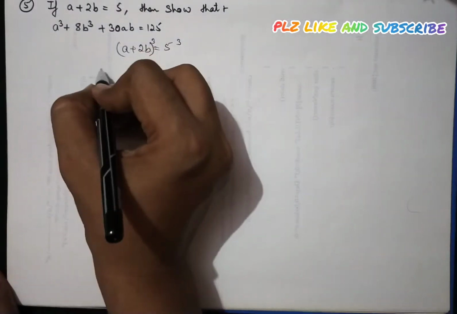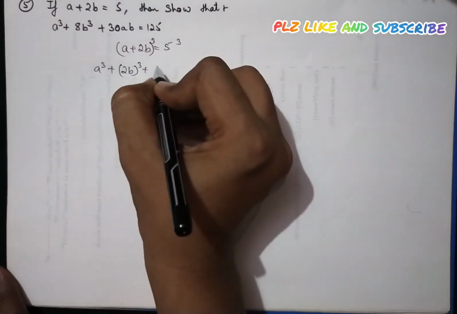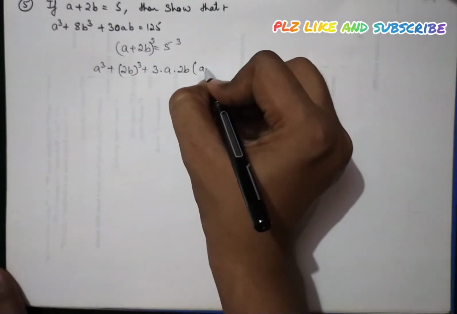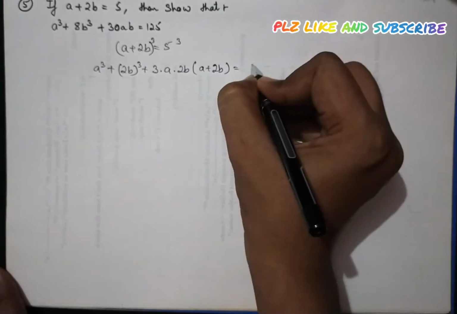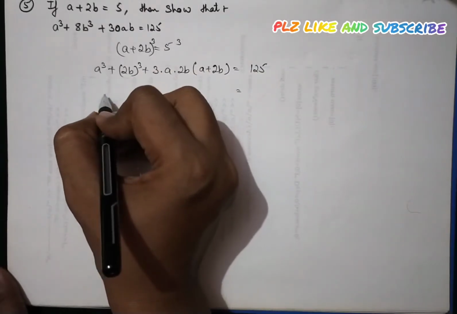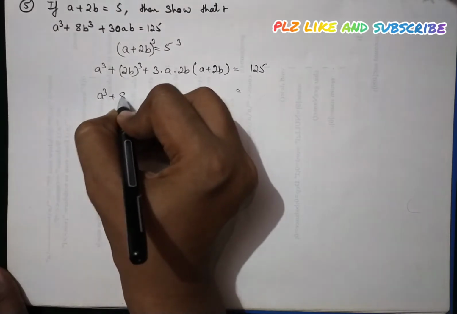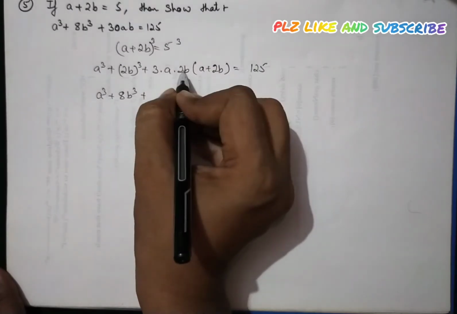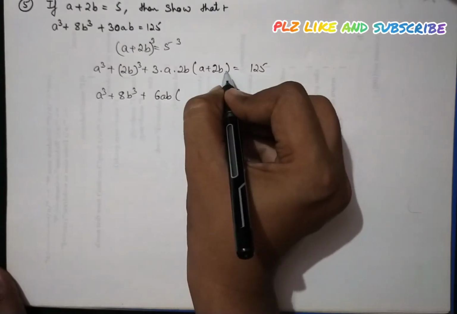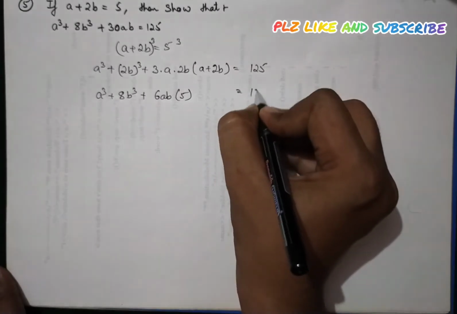Now place the identity: a cube plus (2b) whole cube plus 3 into a into 2b times (a plus 2b) equals 125. Now here a cube will be a cube only, and this will be 8b cube plus 3 into 2, that is 6ab, and here this value a plus 2b will be equal to 5. So here we have got 5, and this is equal to 125.